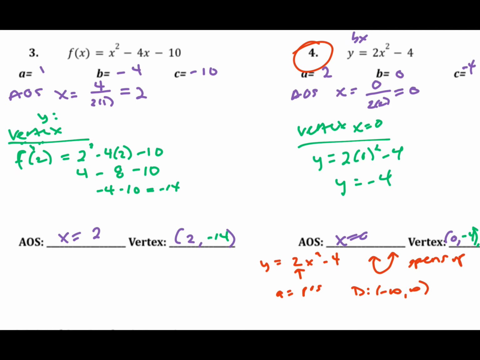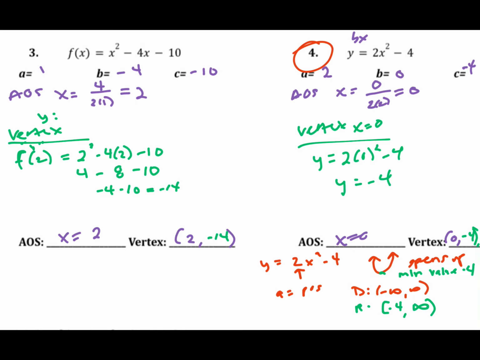Our range, so our vertex, which would be here, our vertex is a minimum, and the minimum value is the y value of the vertex, which is -4. So the lowest this graph ever goes is -4, which means our range, if the lowest is -4, then I'm going to have square brackets with -4, and it goes up forever to infinity.